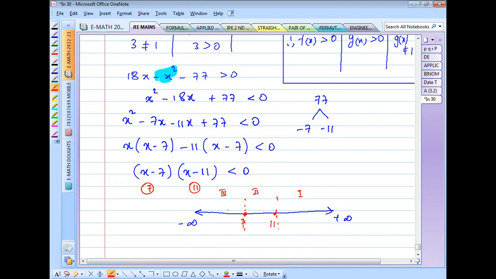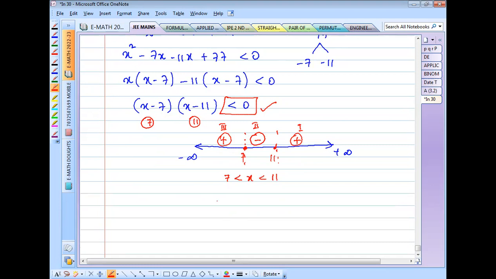It is asking for less than 0. That means we require the negative part. According to the wavy rule, the rightmost part is always positive, and alternately you change the signs: plus, minus, and plus. We need less than 0, that means the negative values. So the answer lies between 7 and 11, that is, 7 less than x less than 11. That was the answer, that was the domain. You can also write this as the open interval 7 to 11.